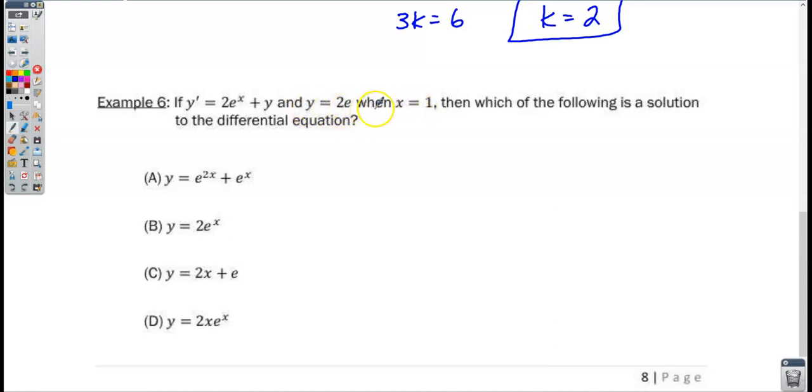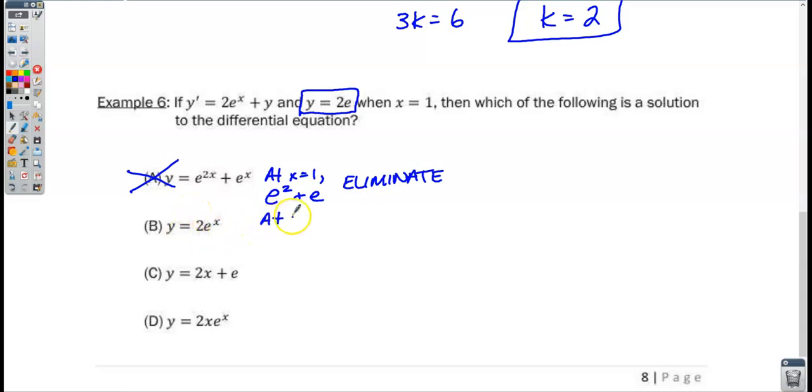That's the first thing I'm going to do, is check what happens at x equals 1. At x equals 1, this is e squared plus e, but it should be 2e. Okay, so I can eliminate this as an answer choice immediately. I do the same thing at this one. At x equals 1, this is 2e. So that one's still alive. That could be our answer.